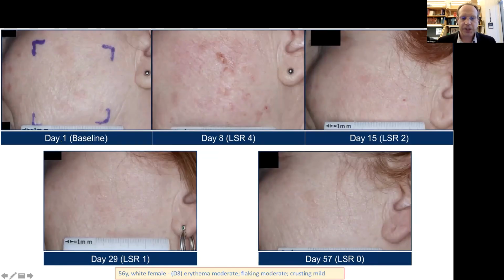Here's a 56-year-old white female, and we can see around day 8, again, a combination of moderate erythema, moderate flaking, and mild crusting, which is improving by day 15. And as the patient continues to improve, we see the clearance of the AKs and a reduction in these local skin reactions.